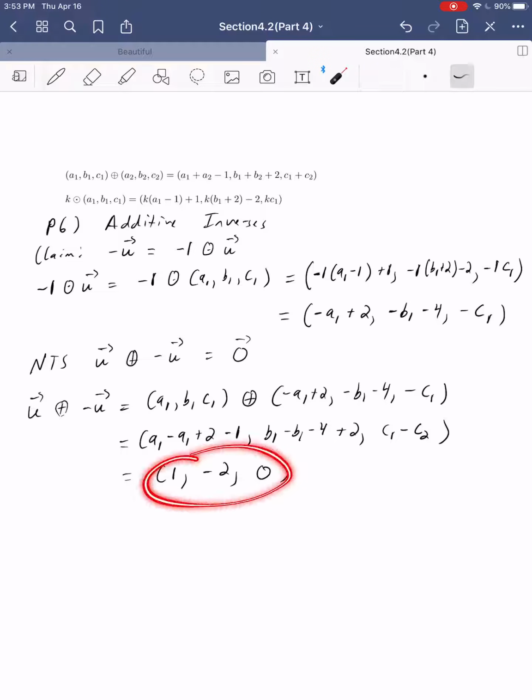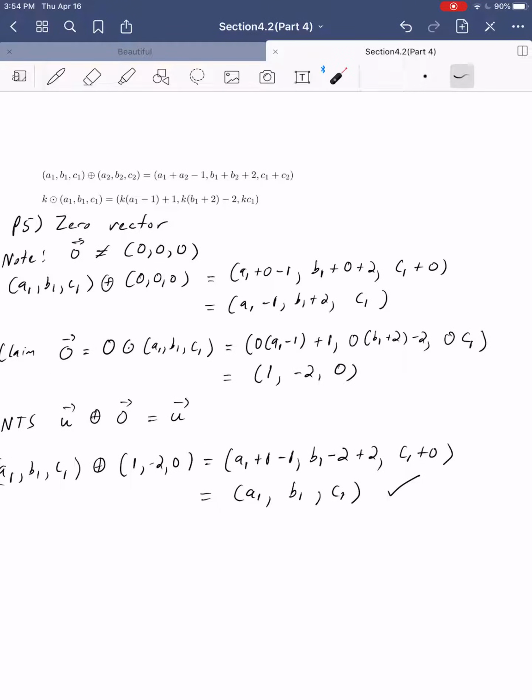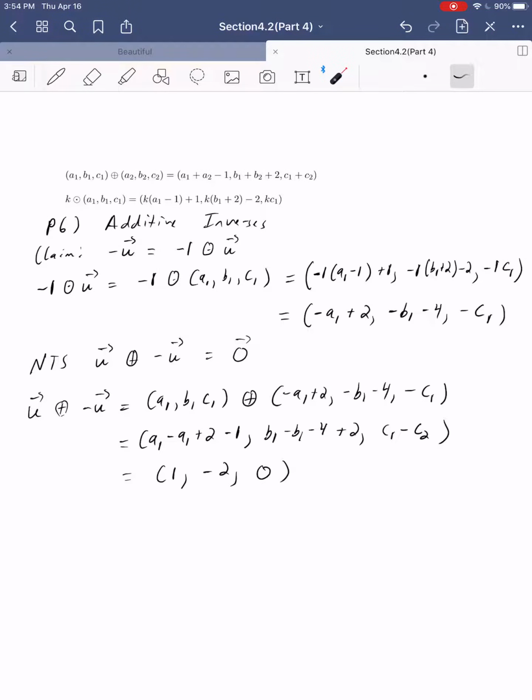Well, is that the 0 vector? Yeah, right? That's what we just did here, that the 0 vector that we were going to use is supposed to be (1, -2, 0). And so with that 0 vector, we've just shown that u plus this -u that we came up with here really does give the 0 vector in this vector space. So notice it didn't come out as (0, 0, 0) because (0, 0, 0) isn't a special vector in this bizarre space that we're working in. The special 0 vector is actually (1, -2, 0).